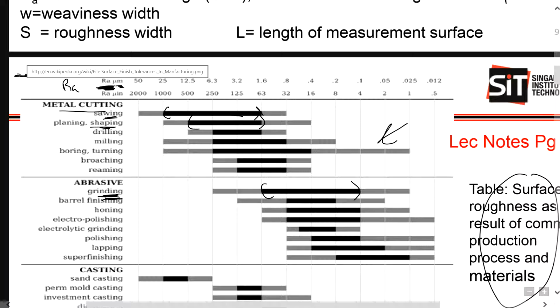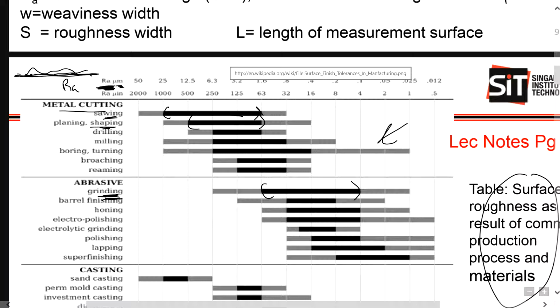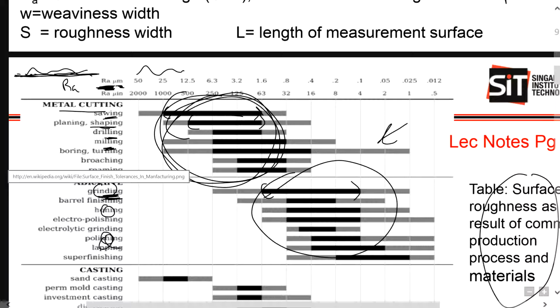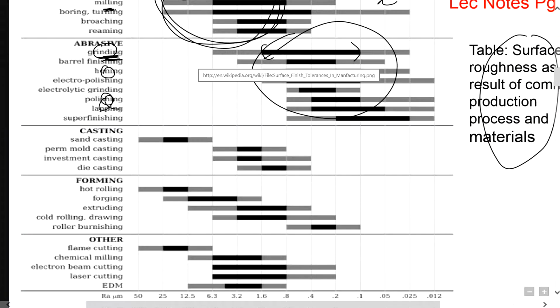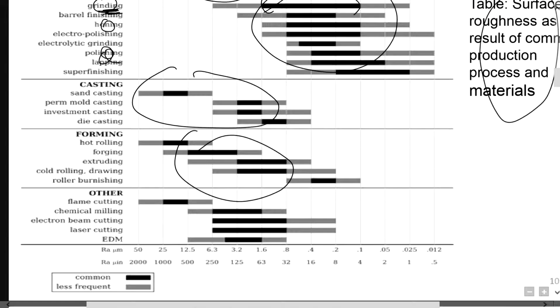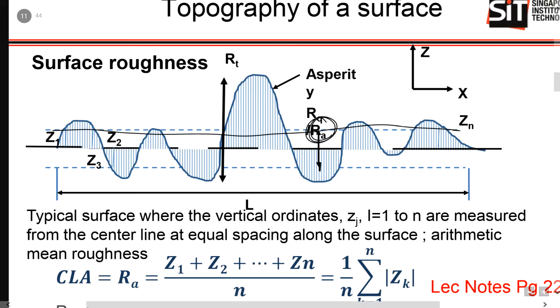Ra in micrometers. Smaller it should be. So over here, this is the largest surface roughness, or the most rough. After you drill, after you mill, you have a very rough surface. But if you were to grind, if you were to hone or polish, then you have a lesser roughness surface. For sand casting, you also have not a very good surface. Forming also does not give a very good surface and things like that. So the different processes give you different surface roughness.